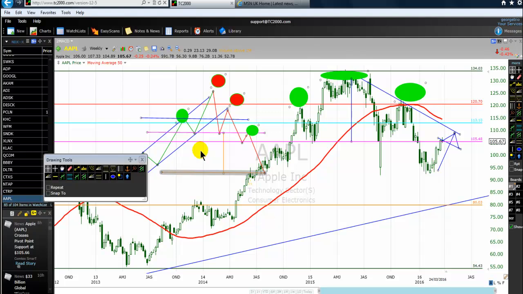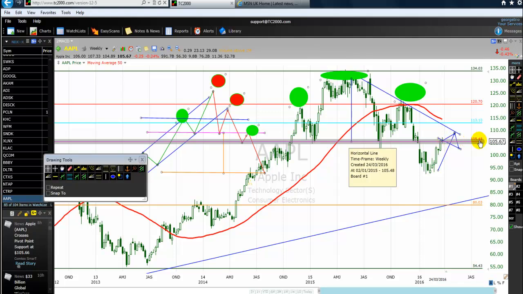Are you with me? This is about my drawing here. It is the neckline, look here, the pink line. Exactly the same thing we see for Apple stock here. Does it make sense? All right.